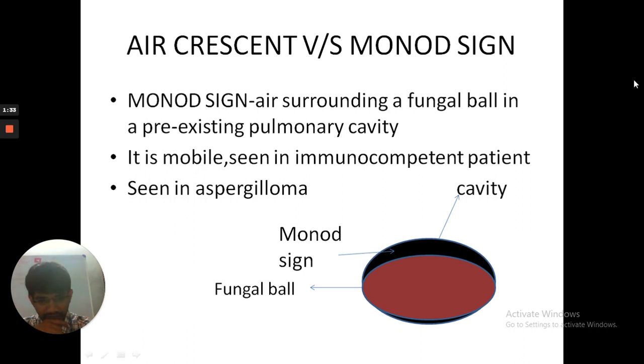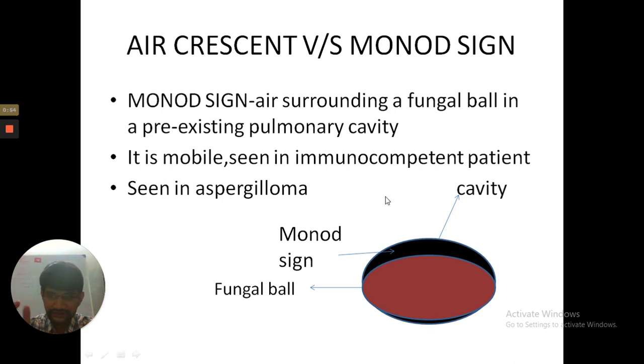Okay, let me explain. Concentrate on this diagrammatic picture. The outer ring is a pulmonary cavity, and the inside circle is a fungal ball. So when there is a cavity and there is a presence of a fungal ball, the remaining area gets filled by air and forms a crescent-like shadow, and this is known as Monod sign. Okay, cavity, presence of fungal ball within the cavity, and whatever space is left within the cavity is filled by air, and it takes the form of a crescent. That is known as Monod sign.